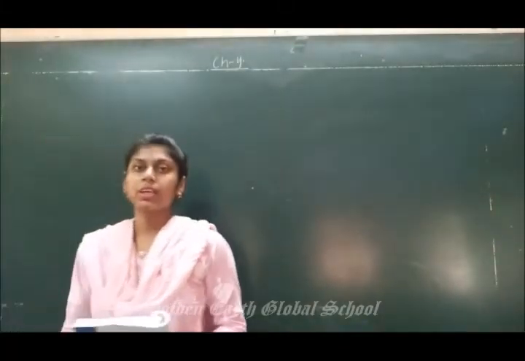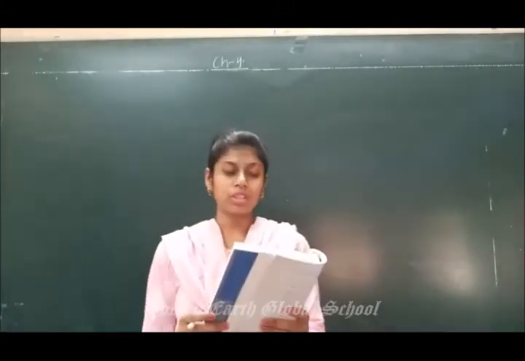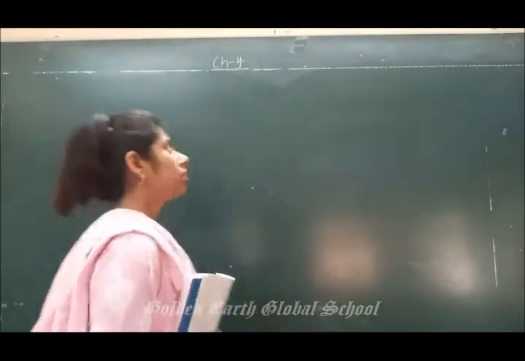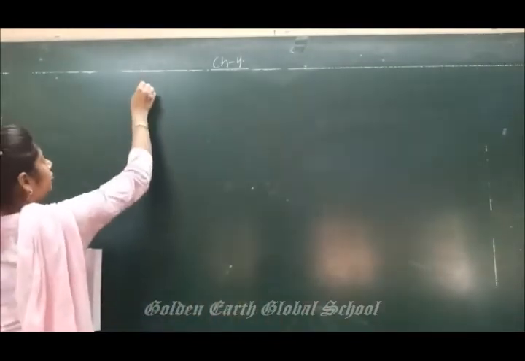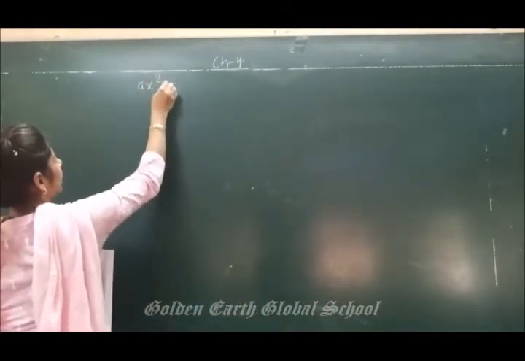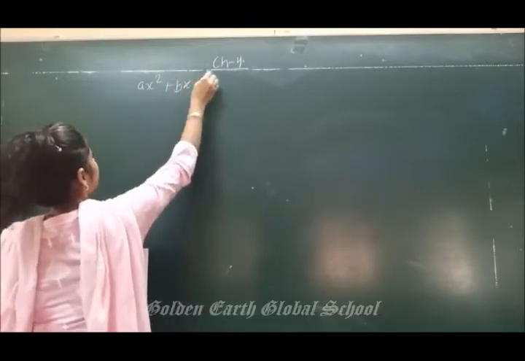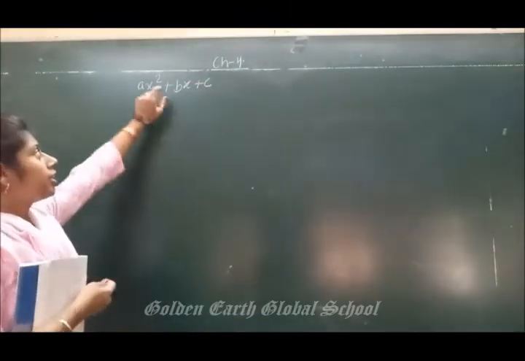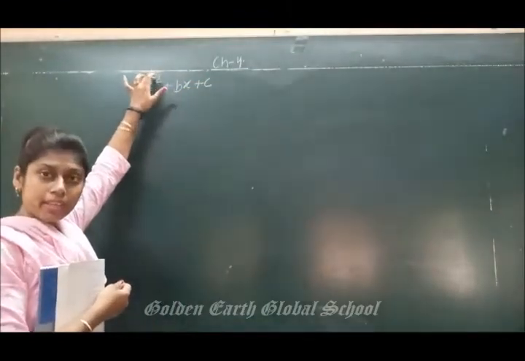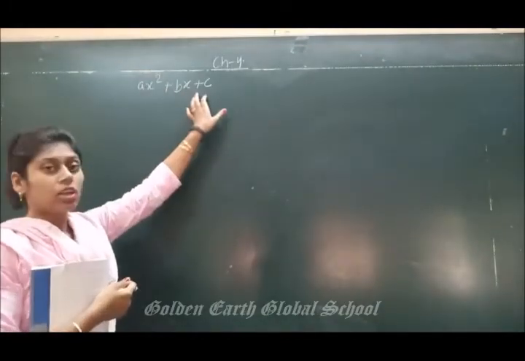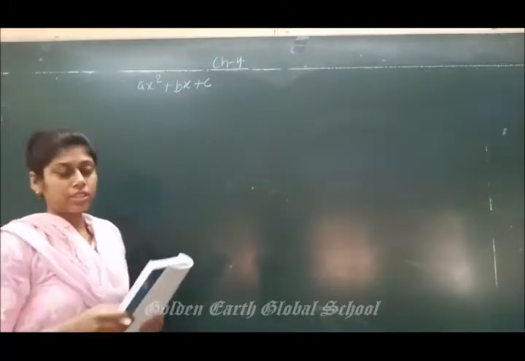Hello students, today we will start chapter 4, that is quadratic equation. What is quadratic equation? Standard form of quadratic equation is ax square plus bx plus c. If the degree of the equation is 2, highest degree is 2, then it will be called a quadratic equation.